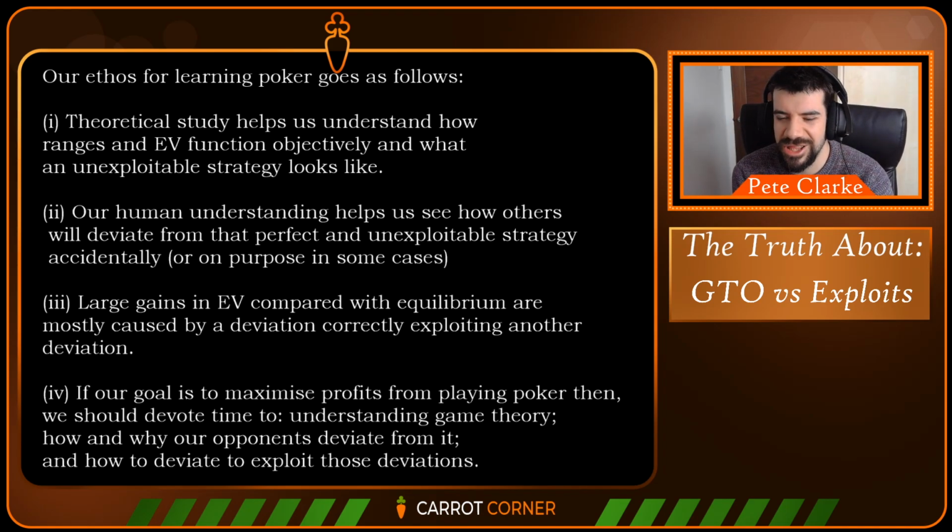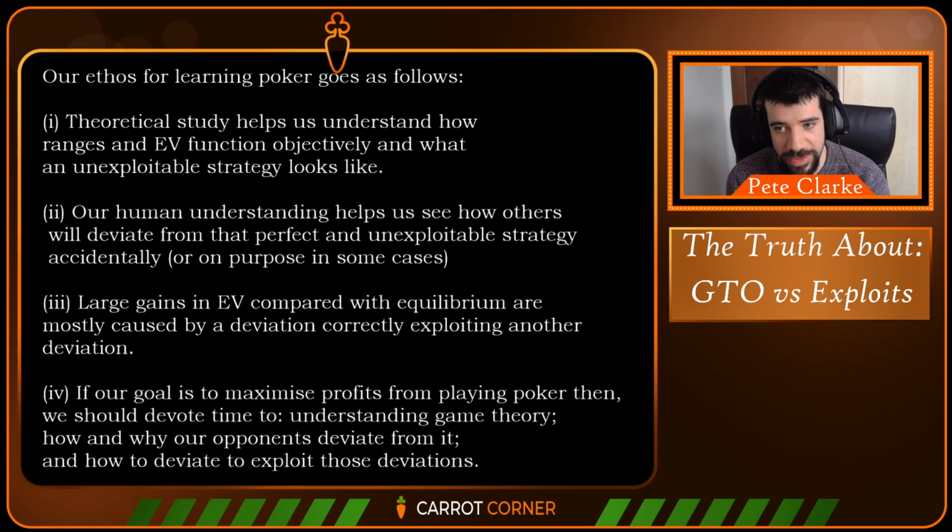Point 3 is that the larger EV gains we can actually get, compared with those from choosing one line over another line in solver land and equilibrium and GTO, are big gains caused by using the right deviations. In other words, when your opponent is playing way too much rock, you usually need to play a lot of paper, right? That's the deviation, and that's where the real money is made, guys.